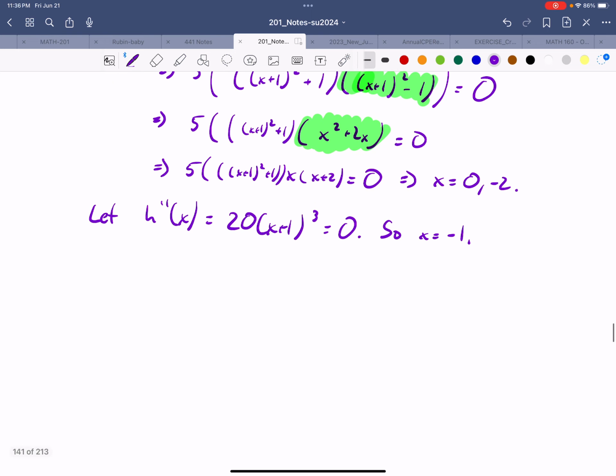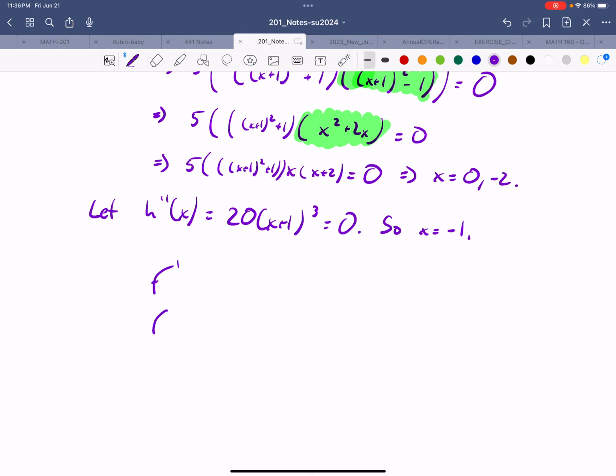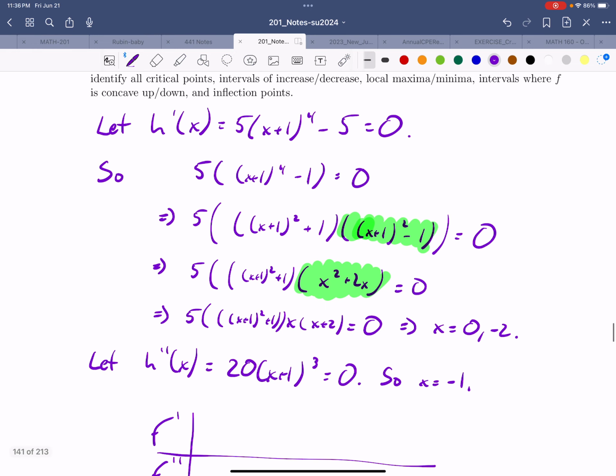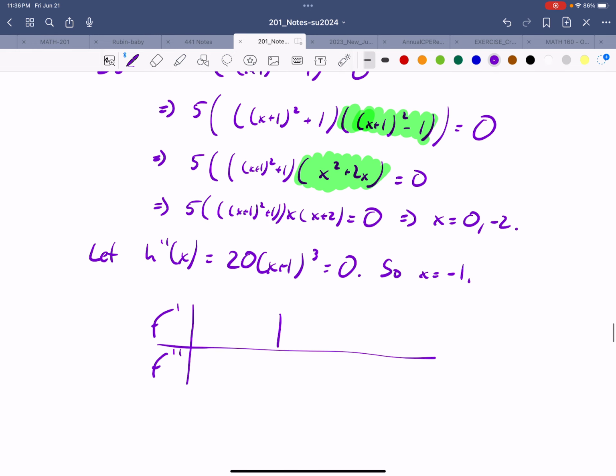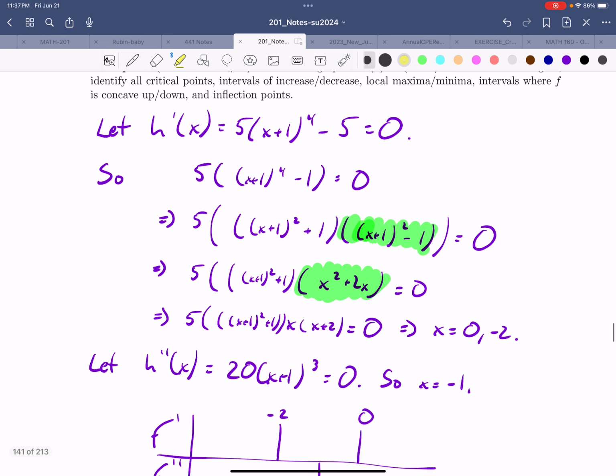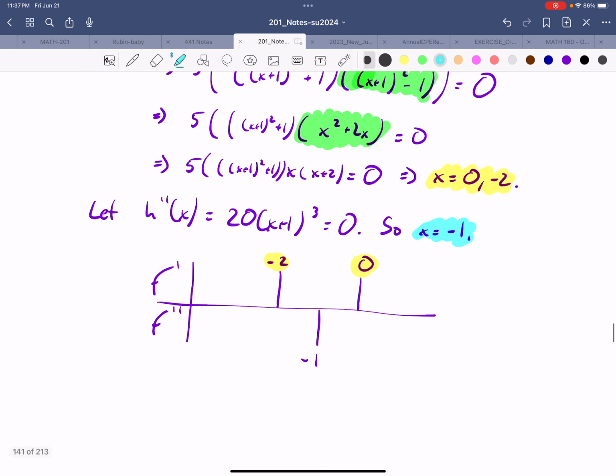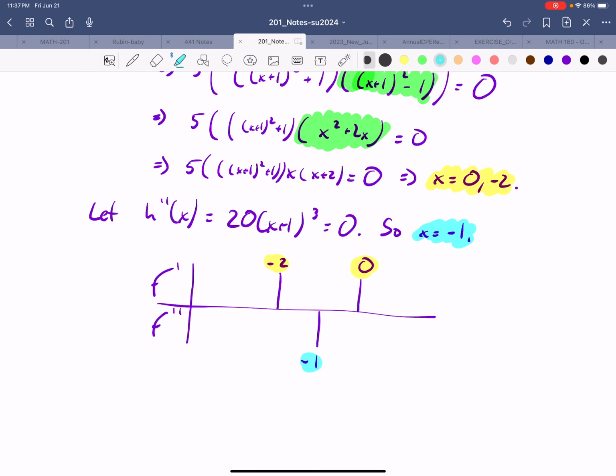Now we draw our interval chart. Now, instead of having just f prime, I'm going to have both f prime and f double prime here. I'm going to have all the critical numbers, which we know are negative 2 and 0. And here I'm going to have negative 1, right? Now, where am I coming up with these numbers? These are my critical numbers, and that was my possible inflection number.